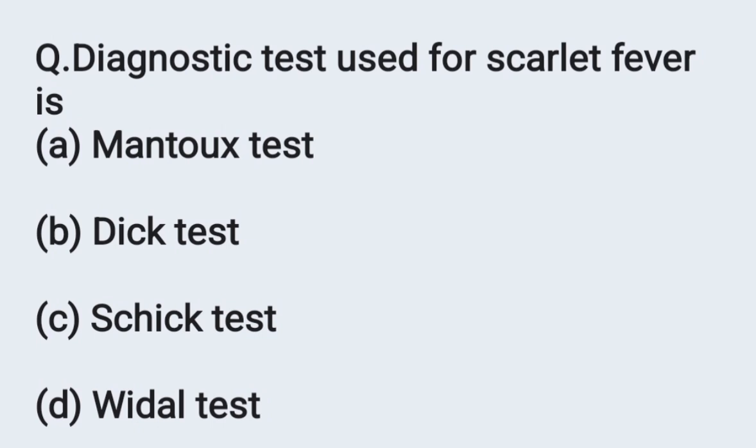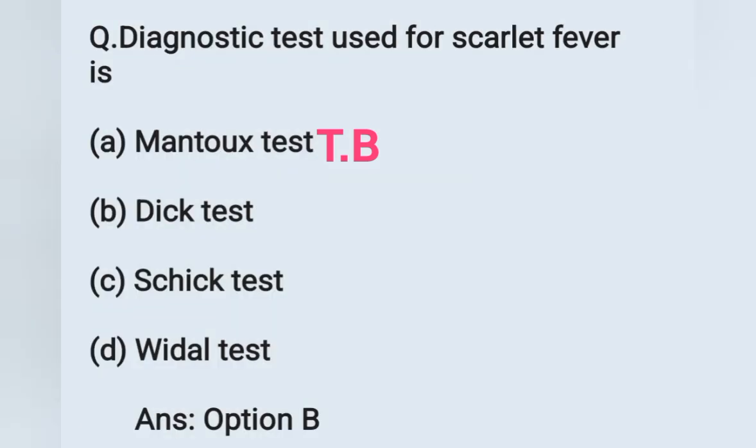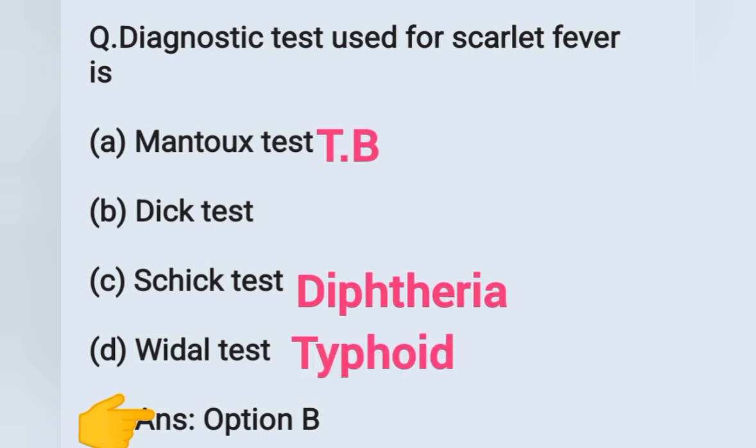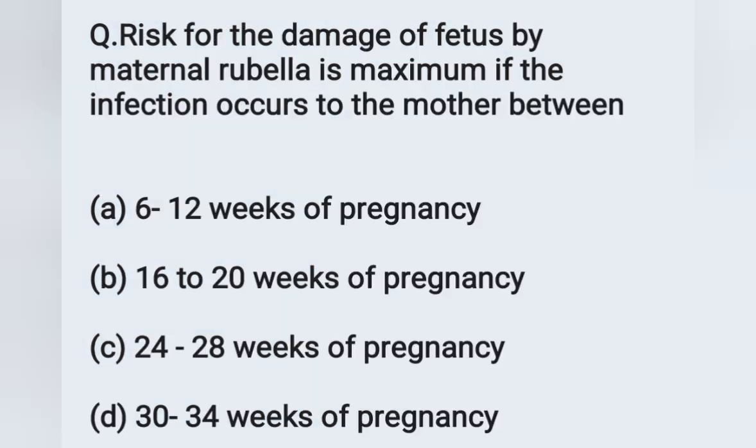Diagnostic test used for scarlet fever is, options. Option A, Mantoux test. Option B, Dick test. Option C, Schick test. Option D, Widal test. The test which is used for scarlet fever is the Dick test. Option B is the correct answer. Mantoux test is for tuberculosis. Schick test is for diphtheria. Widal test is for typhoid. Move on to the next question.